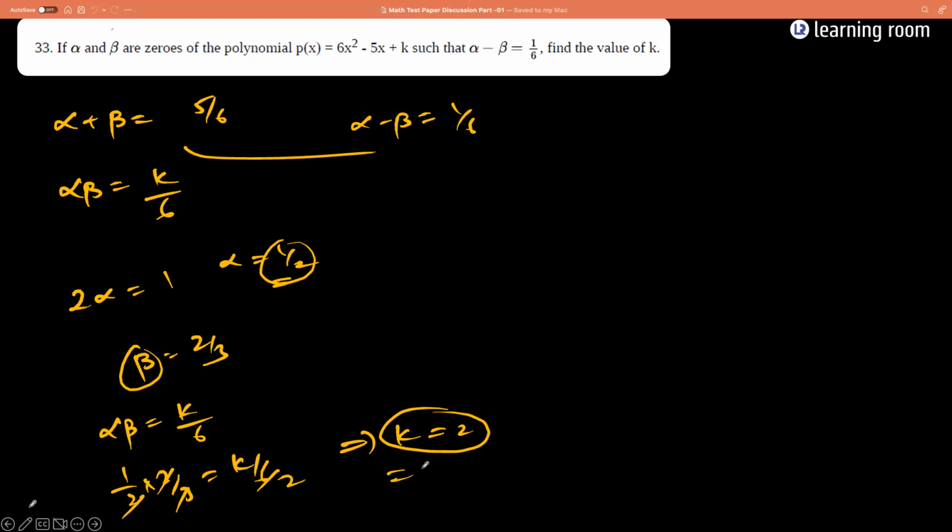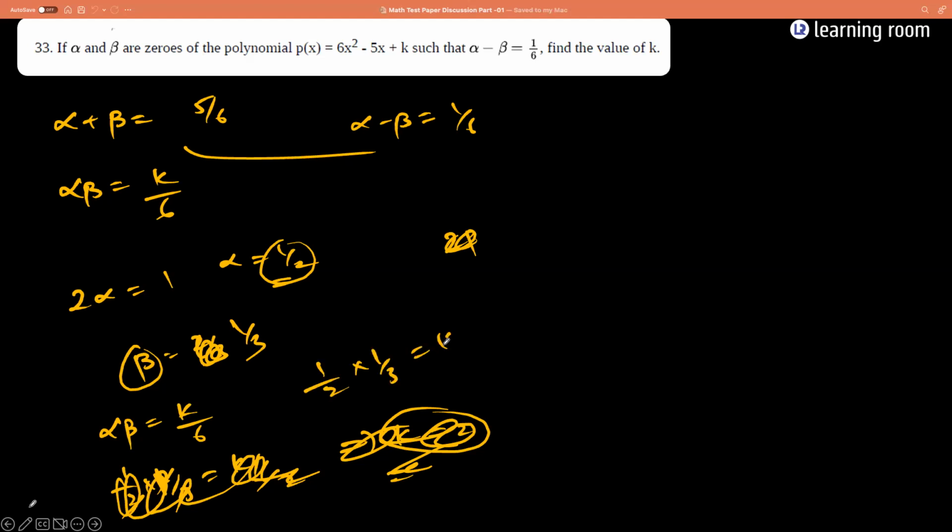So beta isn't 2 by 3? Sir, 2 by 3 only, no? Sir, it's 1 by 3. Sorry, 1 by 3, 1 by 3. So 1 by 3 means that k will be equal to 1. So beta is 1 by 3. So 1 by 2 into 1 by 3 is equal to k by 6. So this and this will get cancelled. K will be 1.